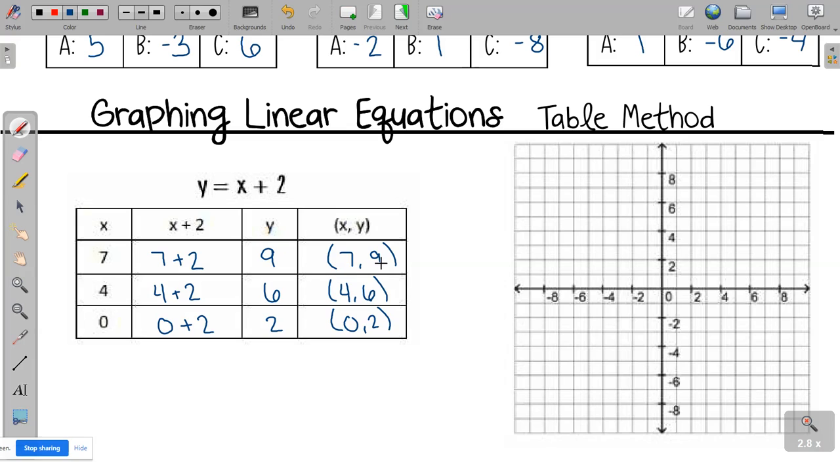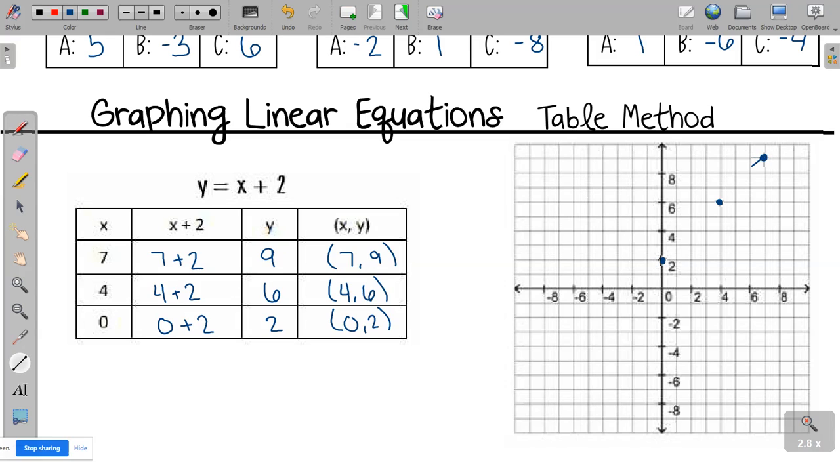So x, y, so we need to go to 7, go up to 9, and put a dot. And 4, 6, and 0, 2. So this is going to make a straight line, so let's draw it.